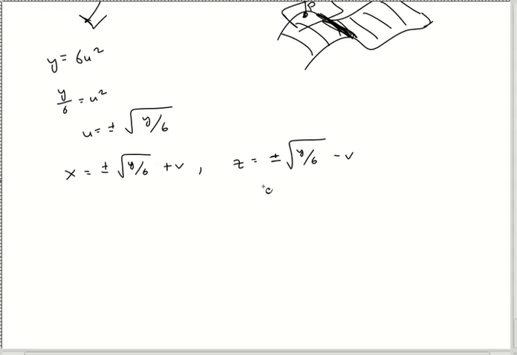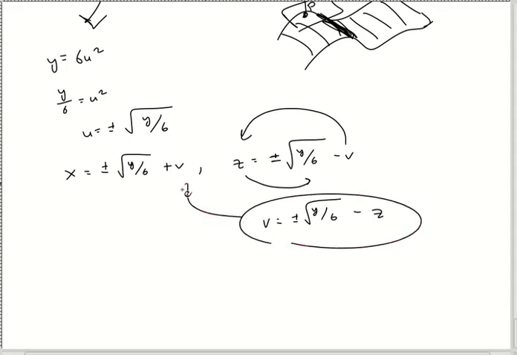So if I could take maybe this equation for a moment, I'm going to solve for v. So in order to do that, I'm going to move this guy over. So v is equal to plus or minus the square root of y over 6, minus z. This I can plug in here. So now I got plus or minus the square root of y over 6, and then plus, and then I got plus or minus the square root of y over 6 minus z.